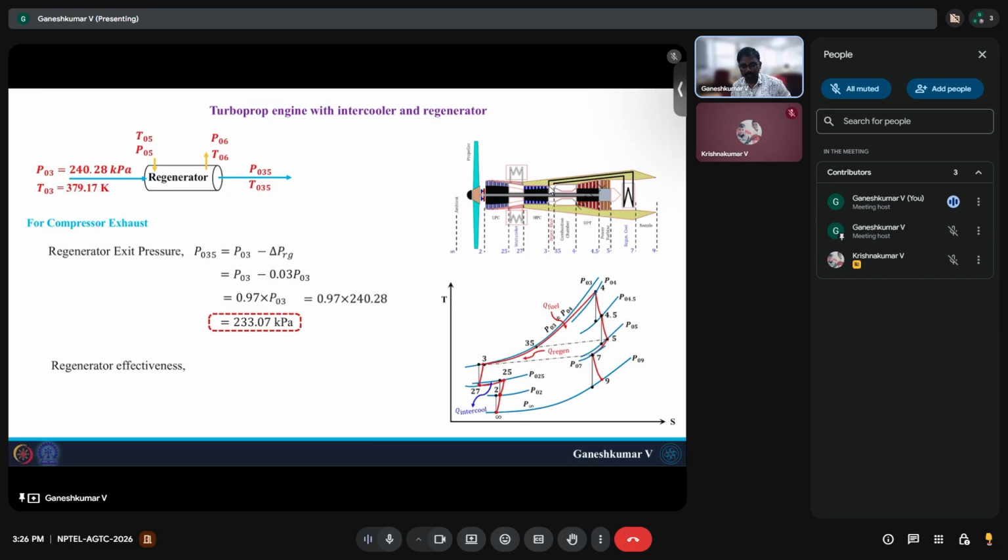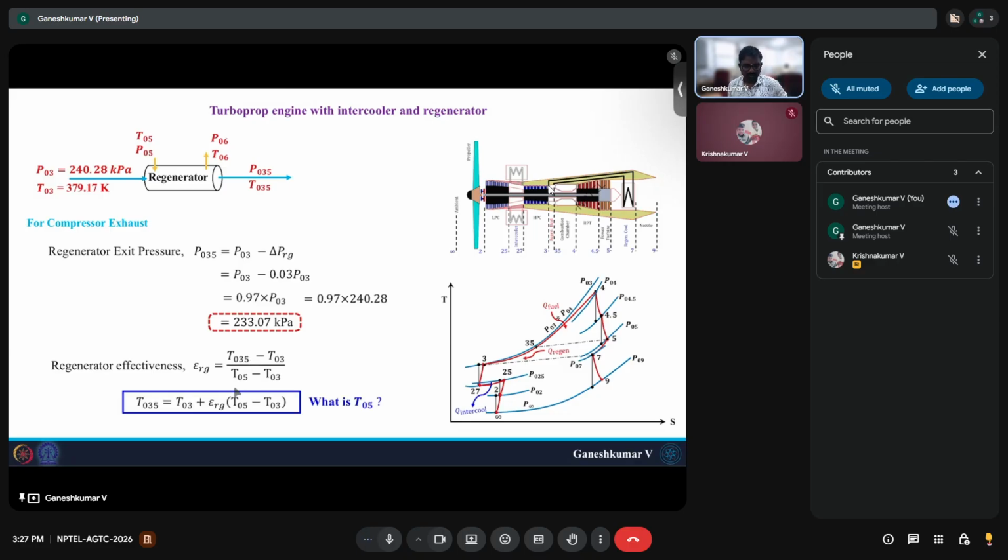And to find the temperature at the exit of the regenerator, you have to use the effectiveness formula, which is around 0.8 for this regenerator. So here the effectiveness is going to be T035 minus T03, which is the actual heat transfer, divided by the maximum possible heat transfer, which is nothing but T05 minus T03. Now the only problem here is we do not know both T035 and also T05.